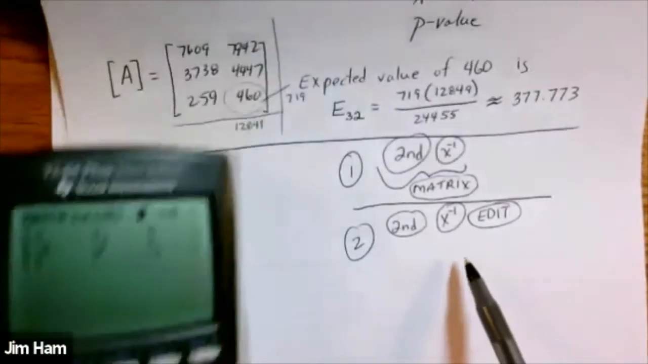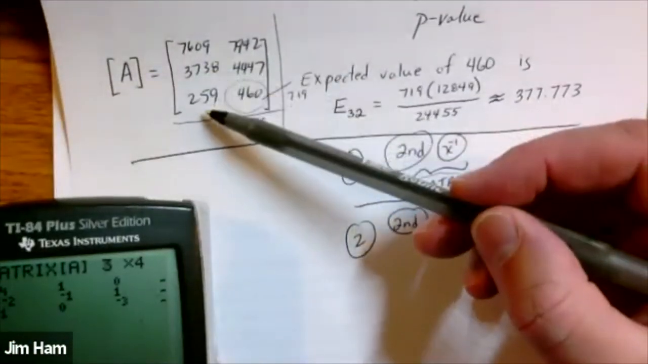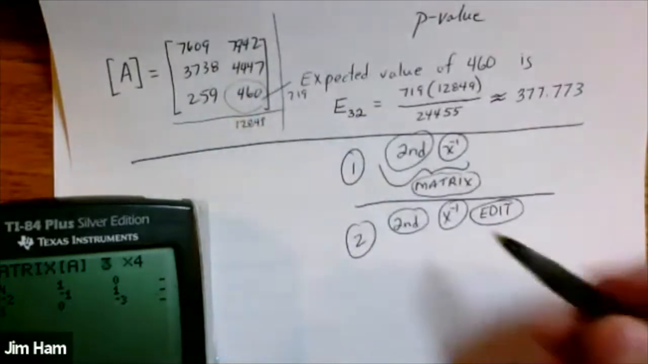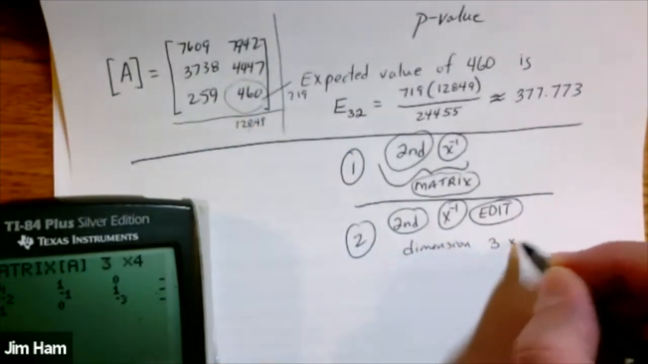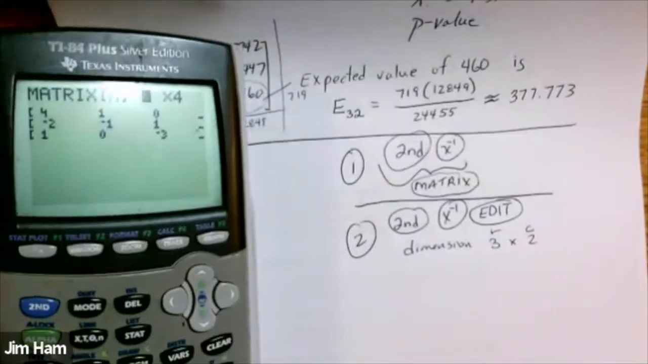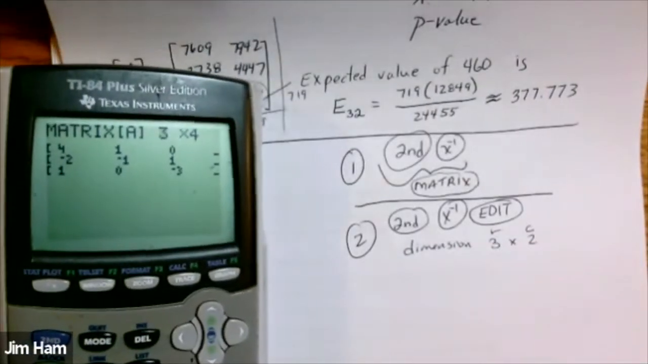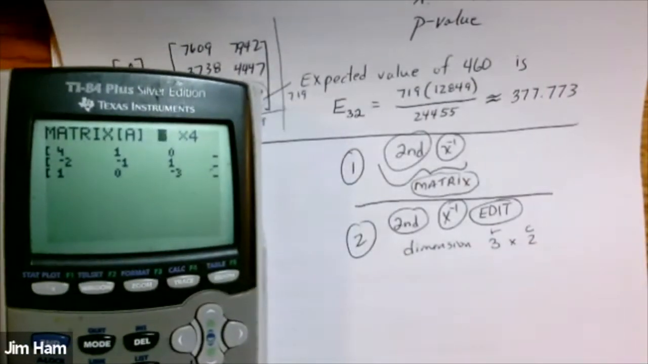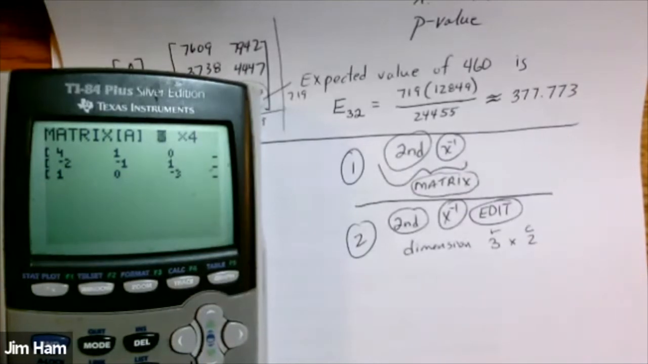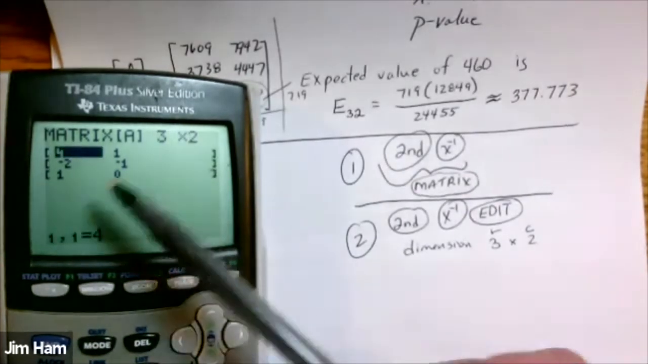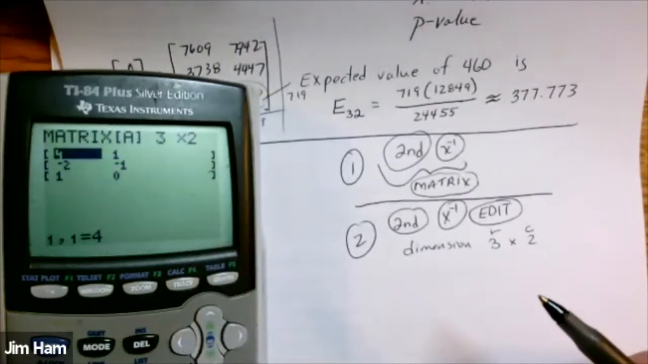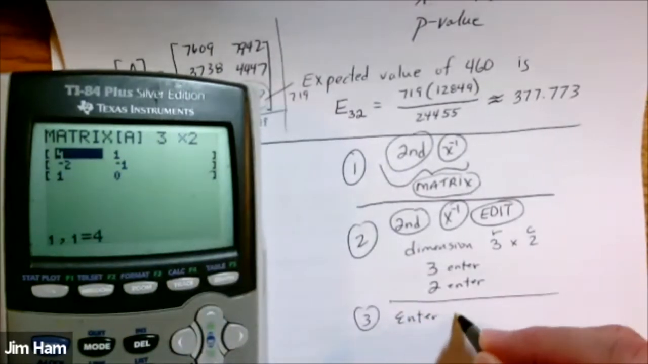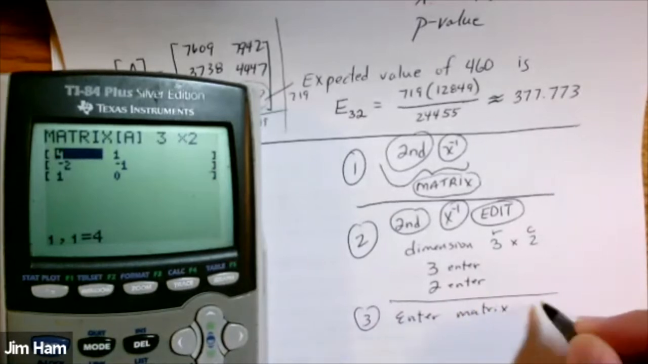Now here's where we have 3 rows and 2 columns. So dimensions, 3 rows by 2 columns. The first 2 numbers I need to enter here are the numbers that establish the size of the matrix, that is the dimensions. So I'm going to hit a 3 and then enter, and then a 2 and enter. And you can see that it creates those 6 slots for me to enter in the numbers. Okay, so enter matrix frequencies.